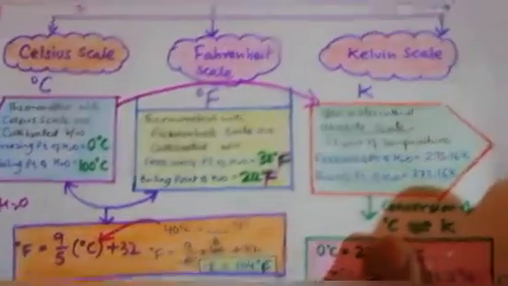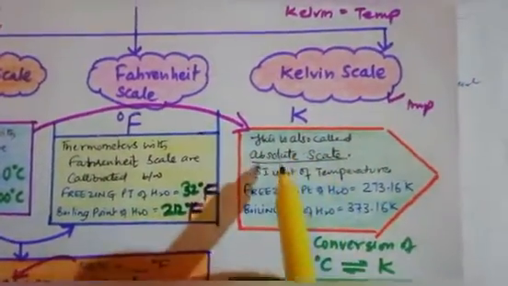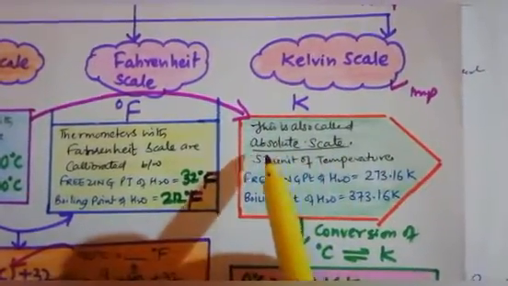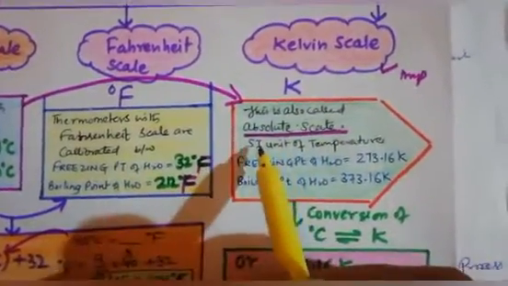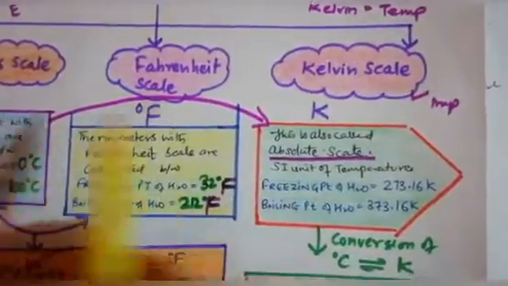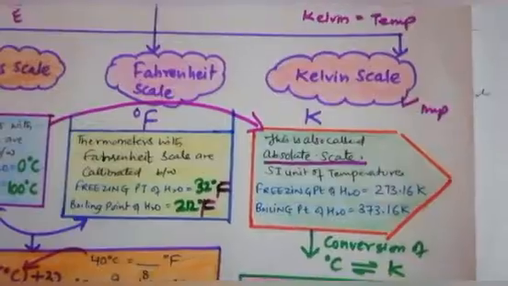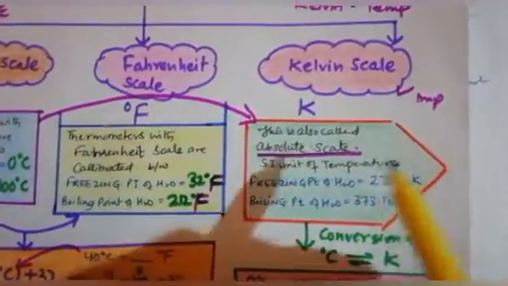Okay, so the third scale is the Kelvin scale, which is very important. The Kelvin scale is also called the absolute scale. And it is the SI unit of temperature. This is the basic SI unit of temperature. Celsius and Fahrenheit are not SI units. SI unit means standard international unit, which is used all over the world, not only in India, in all other countries also. The temperature unit is Kelvin.